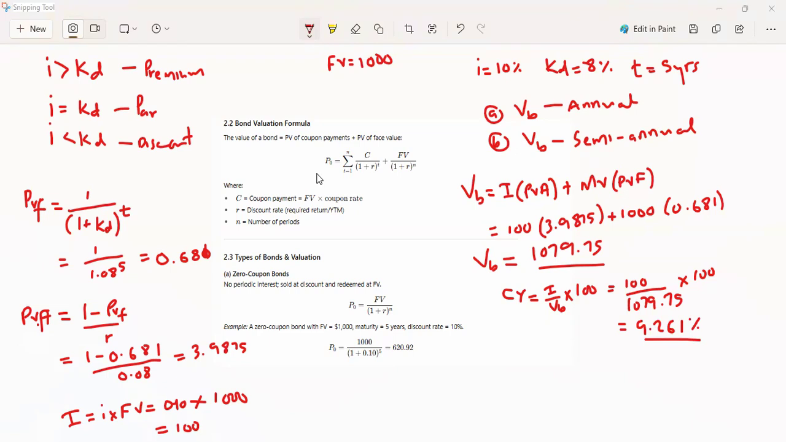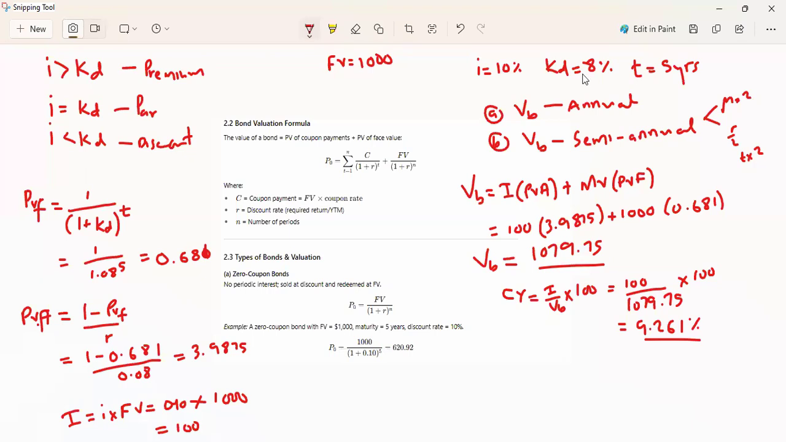So that is the annual bond and the current yield. Now we've done that for the annual bond. For the semi-annual, you need to understand semi means what? 2. So if they have the interest rate, we divide it by 2. And the time, we multiply it by what? 2.